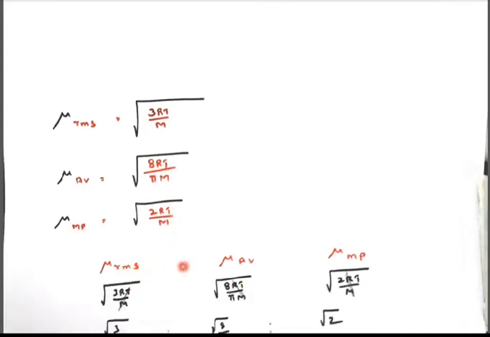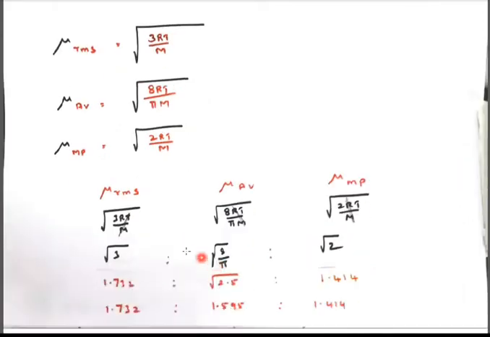So the RMS, average and most probable velocities are root 3RT by M, root 8RT by πM and root 2RT by M. RT by M will be cancelled in all. We are getting root 3, root 8 by π, and root 2. The value of root 3 is 1.732, the value of root 2 is 1.414, and root 8 by π is root of 2.5, that is 1.595. So 1.732 : 1.595 : 1.414.